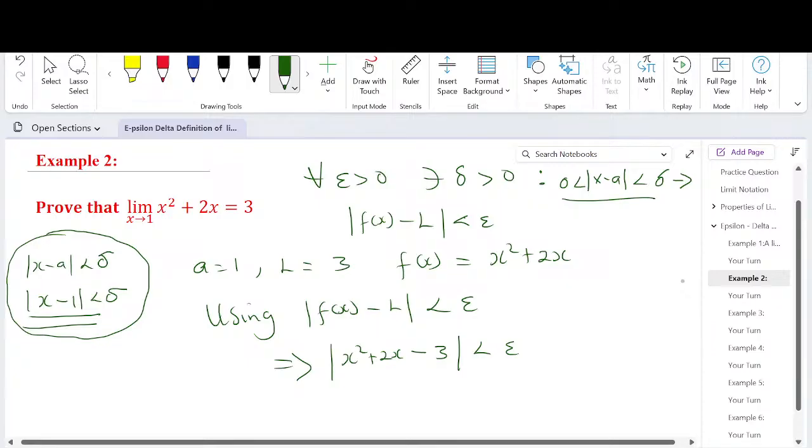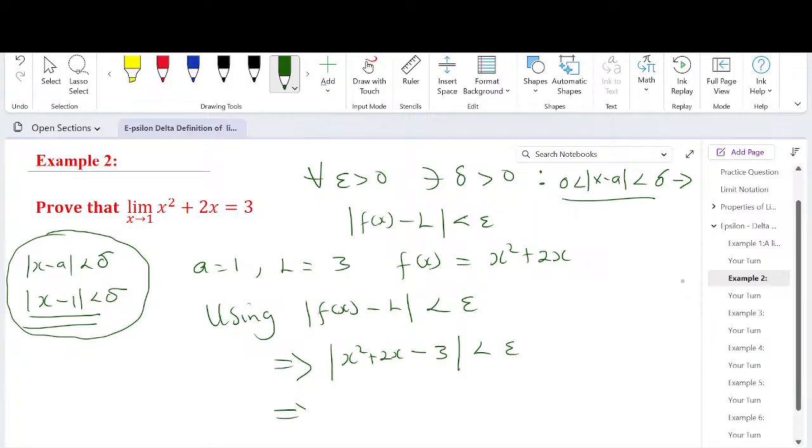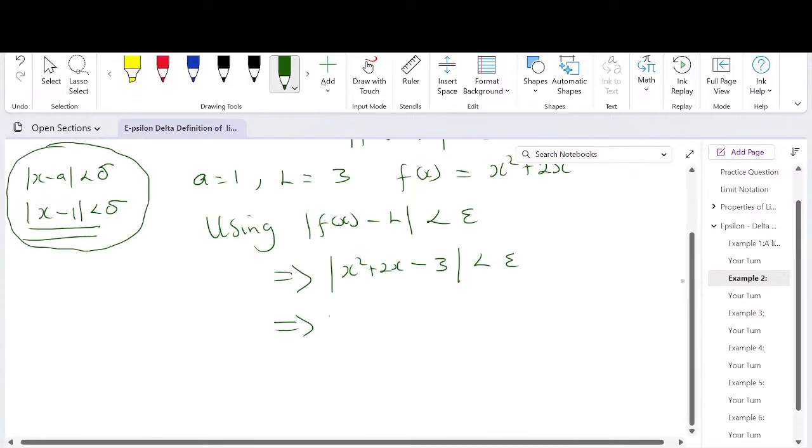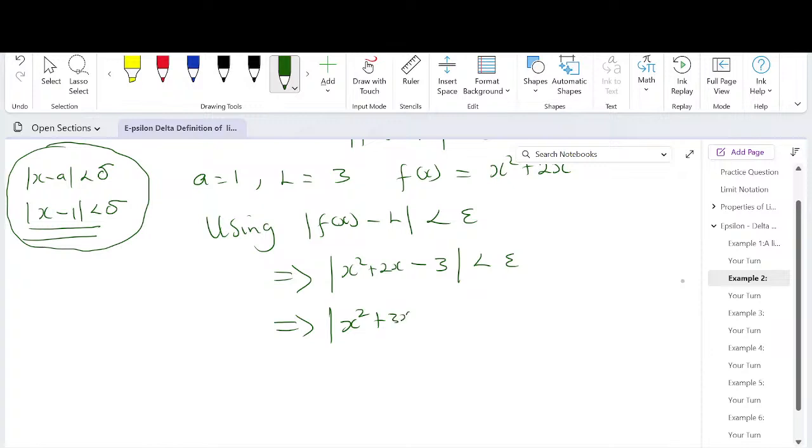So the next thing we need to do is to factorize this. So how do we factorize this? This is quadratic factorization, okay? So you can factorize this. I want to believe everyone knows how to do this. It will be x squared plus 3x minus 4 less than epsilon.